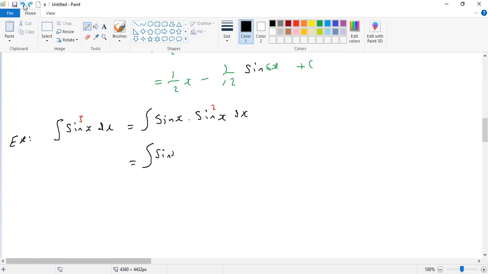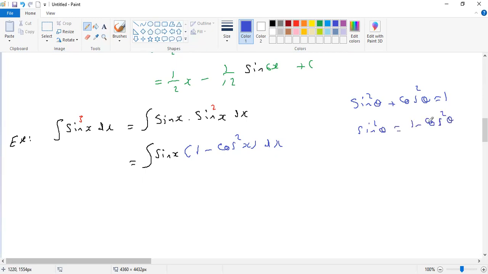Sine x, keep it as it is, sine x. What about sine square? We write it as 1 minus cosine square x dx. Why? Because we have sine square theta plus cosine square theta equal to 1, so sine square theta equals 1 minus cosine square theta. So sine square equals 1 minus cosine square theta.